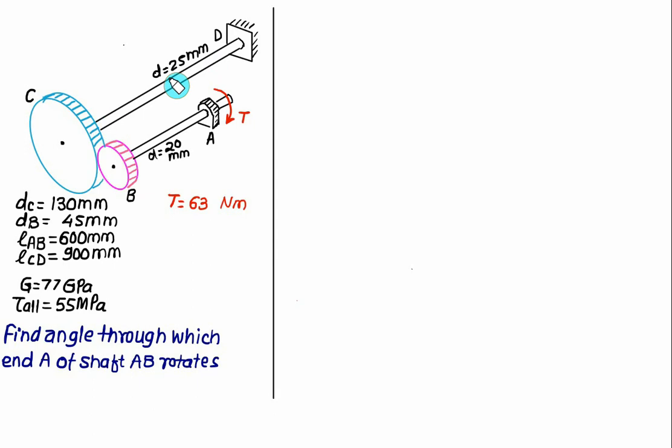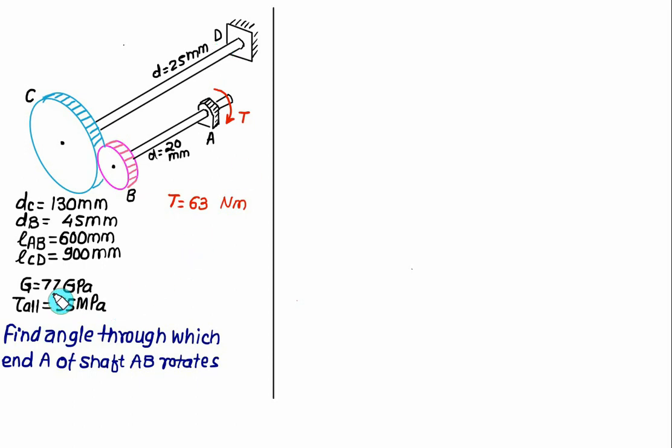Using that torque, we can calculate the angle of twist at point C with respect to D. Then using the kinematics of a gear, we'll find out what is the relative position change for the gear B, and then using this torque we can calculate the relative angle change of B with respect to A, and finally we'll find out the relative angle of twist at A with respect to D. So step by step we have to solve this problem.